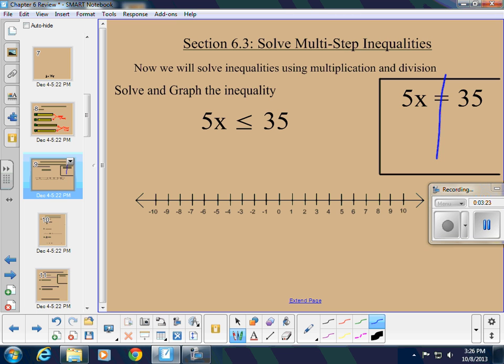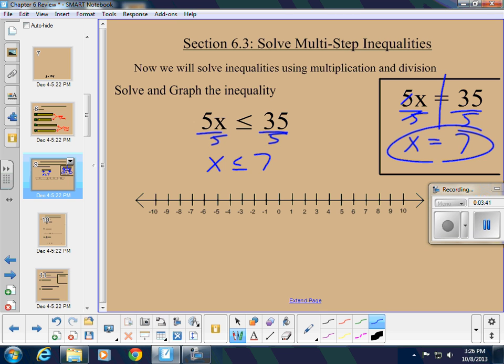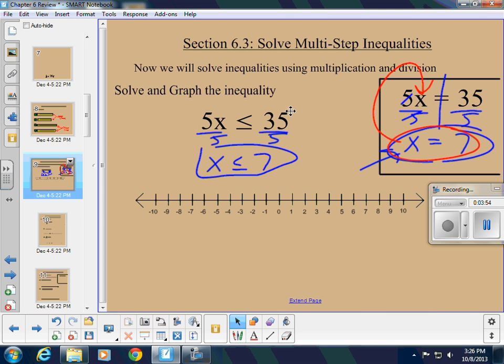So in solving an equation like this, I would divide both sides by 5. The 5s would cancel here, so I'd end up with x equals 7 for my solution. For the inequality, same steps. I'm going to divide both sides by 5. So I get x is less than or equal to 7. Again, here's the difference. In an equation, I just end up with one answer: x equals 7. That's the one number that I could plug back into the original equation and make that equation true.